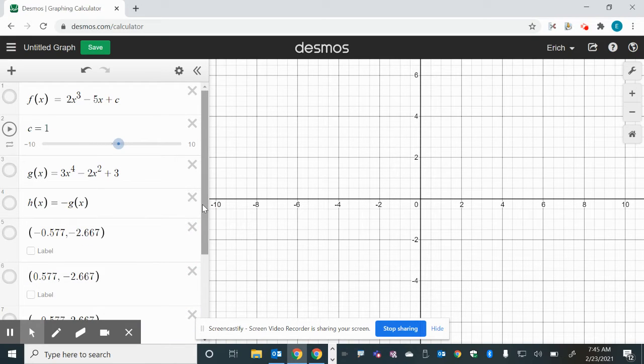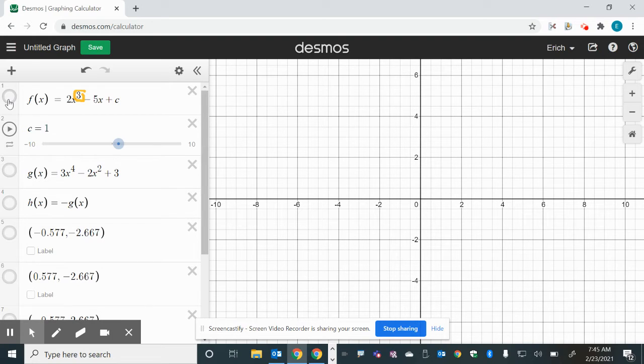The first one I'm going to start with is an odd function. As you can see on my screen, I have a potential odd function. I say potential because on this function, the highest power is an odd power. But just because the highest power is an odd power doesn't necessarily guarantee that you're going to get an odd function.